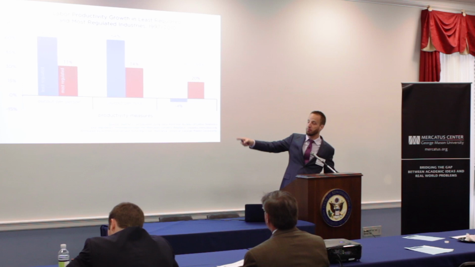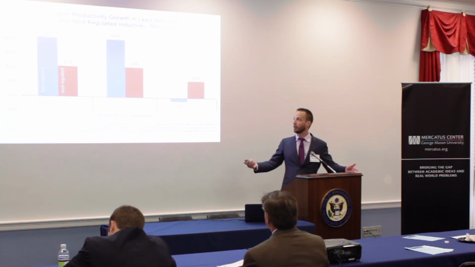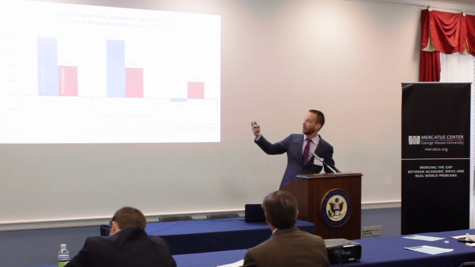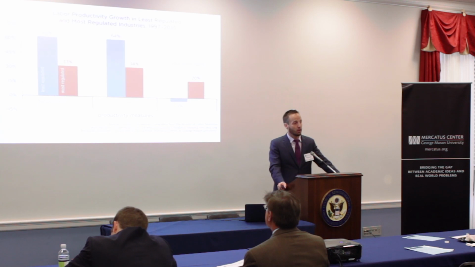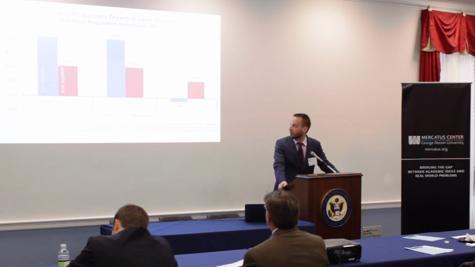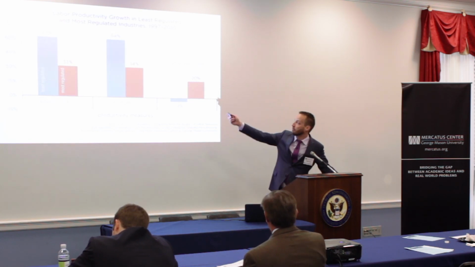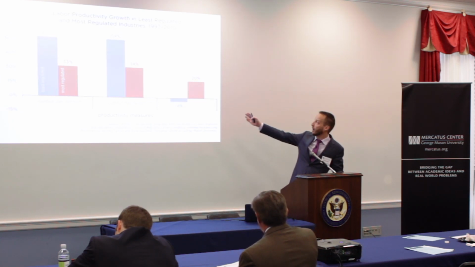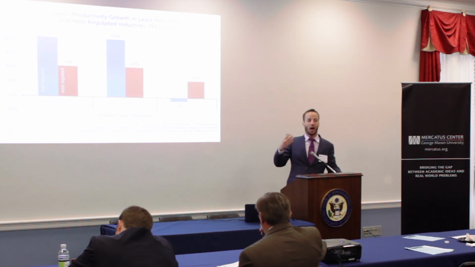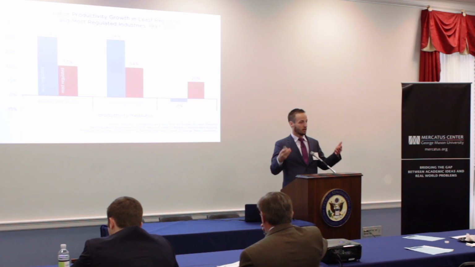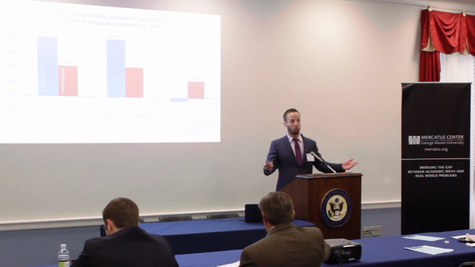On the left, you have output per person. How many widgets per person are being made? You can see that it's almost twice as high for the least regulated industries as the most regulated industries. Same for output per hour. And then on the right, you have unit labor costs. How much you have to pay in labor costs to produce one widget.